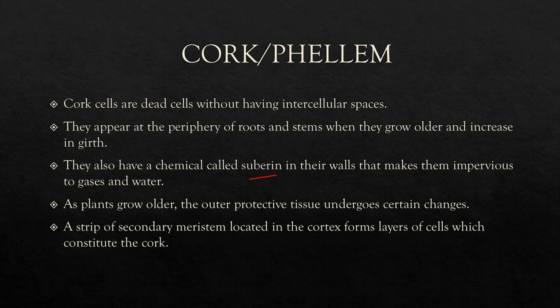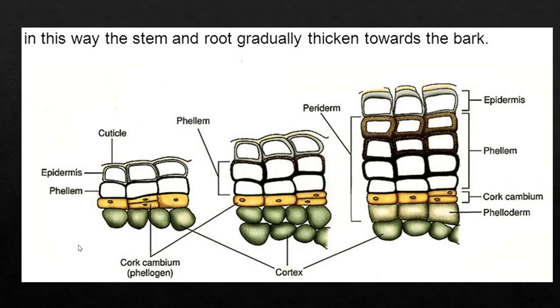As plants grow older, the protective tissue undergoes certain changes, and a strip of secondary meristem located in the cortex region constitutes the cork. Here you can see the diagram. Here the cork cambium is present in both cases, and in this way you can see the growth. In the very first diagram, in the second diagram there are some more layers, then in the third more layers are added. In this way stem and root gradually thicken towards the bark.